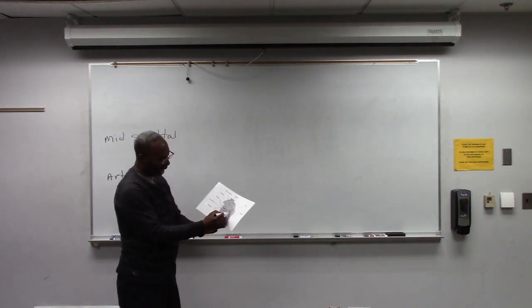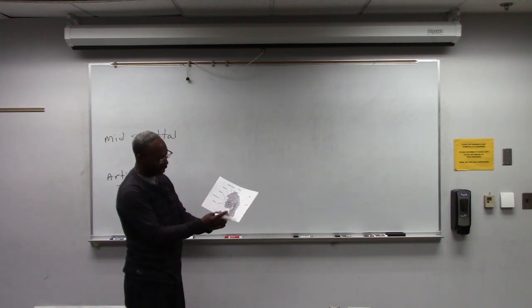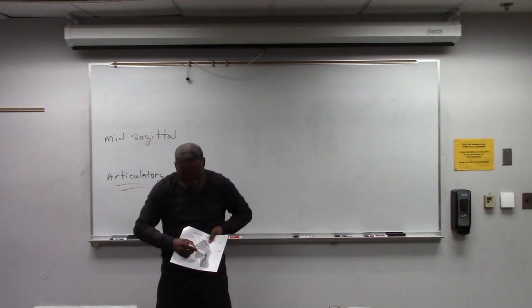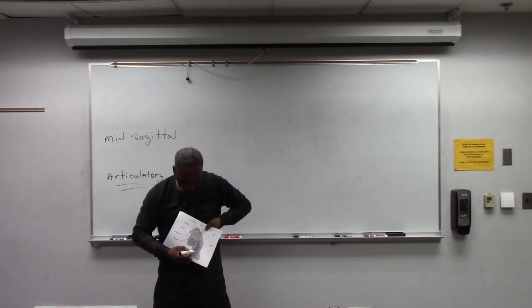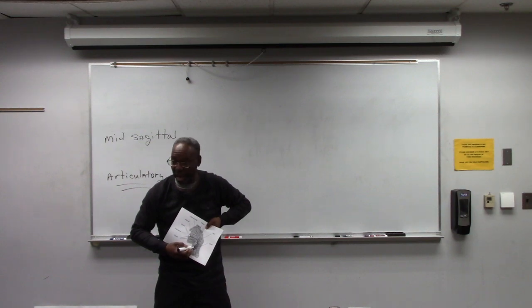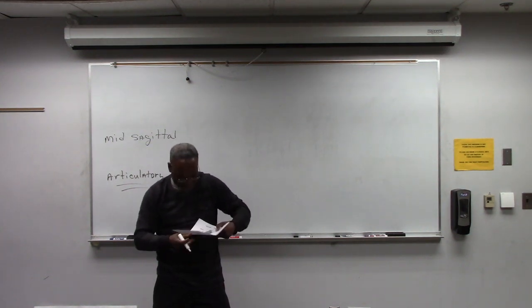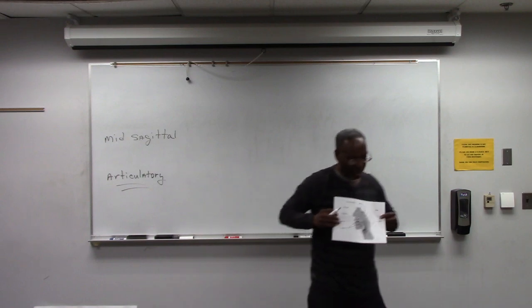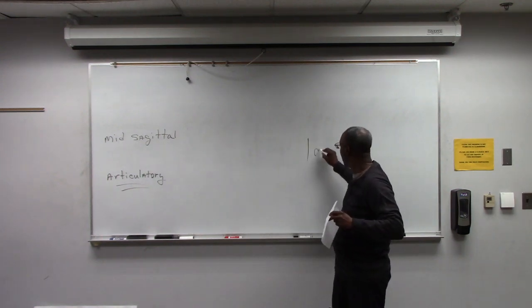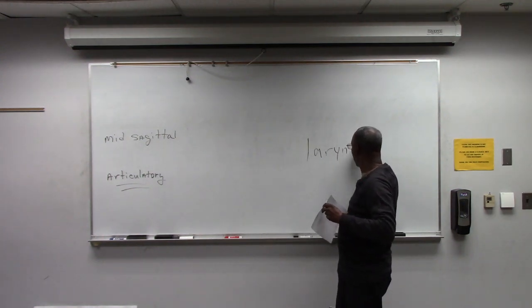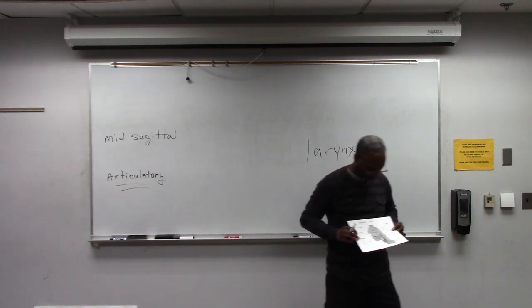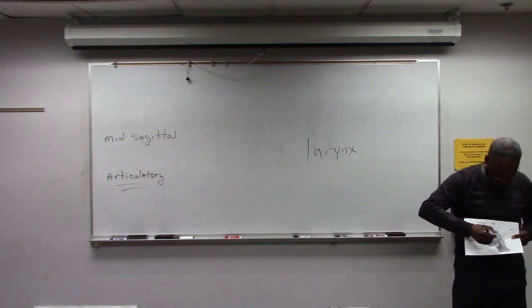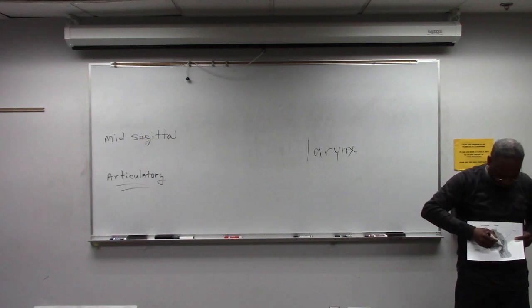Here you have the epiglottis. This is just a basic chart. Here you have the voice box, where the glottis is located in our vocal folds. This area right here would be the larynx. So hold it up, Bob, so everybody can see. Larynx. This area right here would be the pharynx.